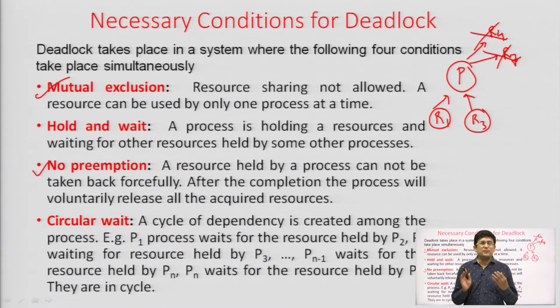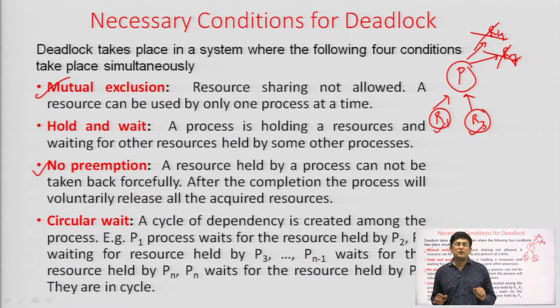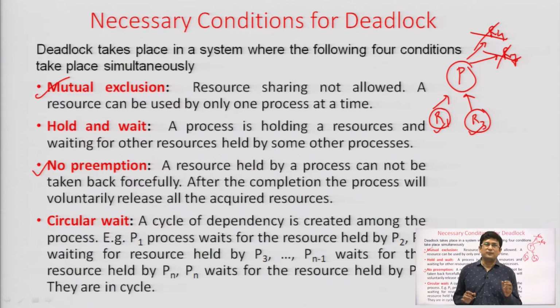So, process P is not using that resource, it is just acquiring that. So, a better approach would have been that this P should free R1 and R3 also, but this is not allowed here. So, the system wherein the preemption, or the forceful revocation of the resources from the process, is not allowed. So, this is the third condition for the deadlock, no preemption.